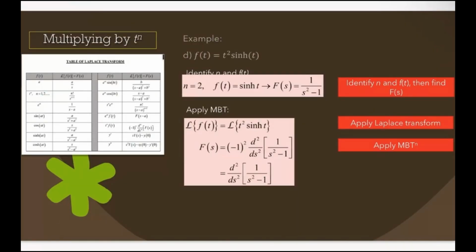Alright, I think this is the last one. T squared sine t. So we have a function t squared sine t. So let's say this is f(t). So first we want to find the Laplace of t squared sine t. So first we transform sine t. So F(s), let's define F(s) as the transformation of sine t.